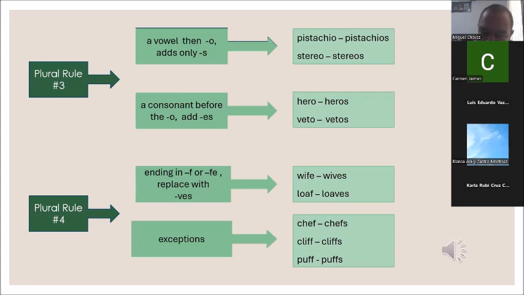A noun ending in F or FE has its own rule. You have to replace F or FE with V and add S. For example, wife, wives, leaf, leaves. Be careful though, because there are exceptions to this rule. Not all words that end in F change in this way. For example, chef, chefs, cliff, cliffs, roof, roofs.